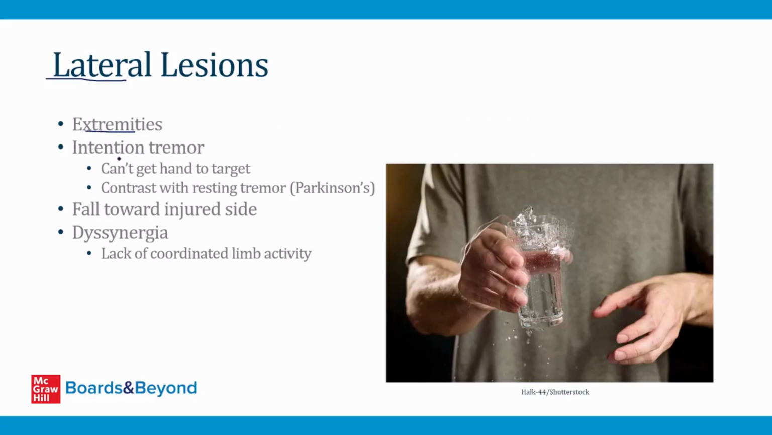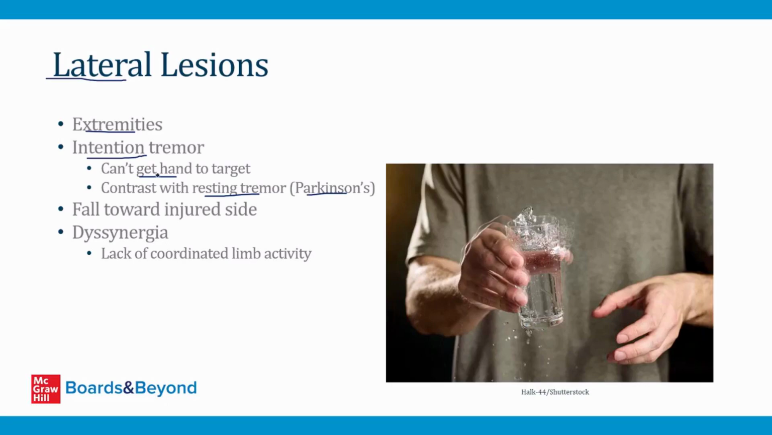Well, first of all, patients can develop an intention tremor. This means that their hand does not shake at rest, but when they try to move it towards a specific target, it will start to tremble and they can't get the hand to the target. This is different from Parkinson's disease, where you get a resting tremor that's present even at rest. It's not the case with cerebellar disease. To see the tremor, you have to ask the patient to try and reach out and touch something, and that's when their hand will start to shake.